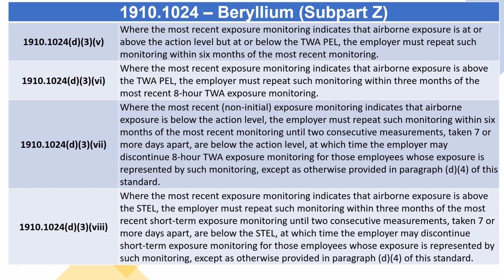Where the most recent exposure monitoring indicates that airborne exposure is above the STEL, the employer must repeat such monitoring within 3 months of the most recent short-term exposure monitoring until 2 consecutive measurements, taken 7 or more days apart, are below the STEL, at which time the employer may discontinue short-term exposure monitoring for those employees whose exposure is represented by such monitoring, except as otherwise provided in paragraph (d)(4) of this standard.